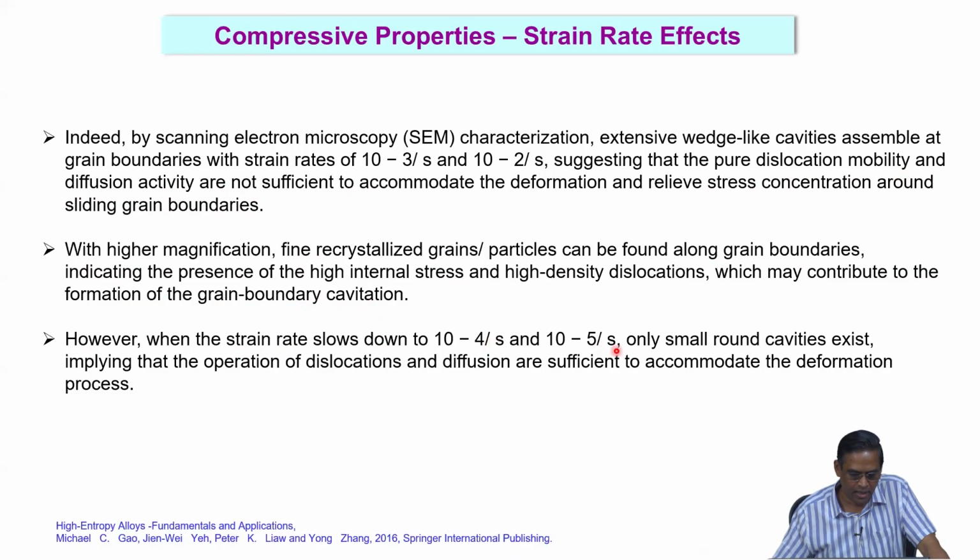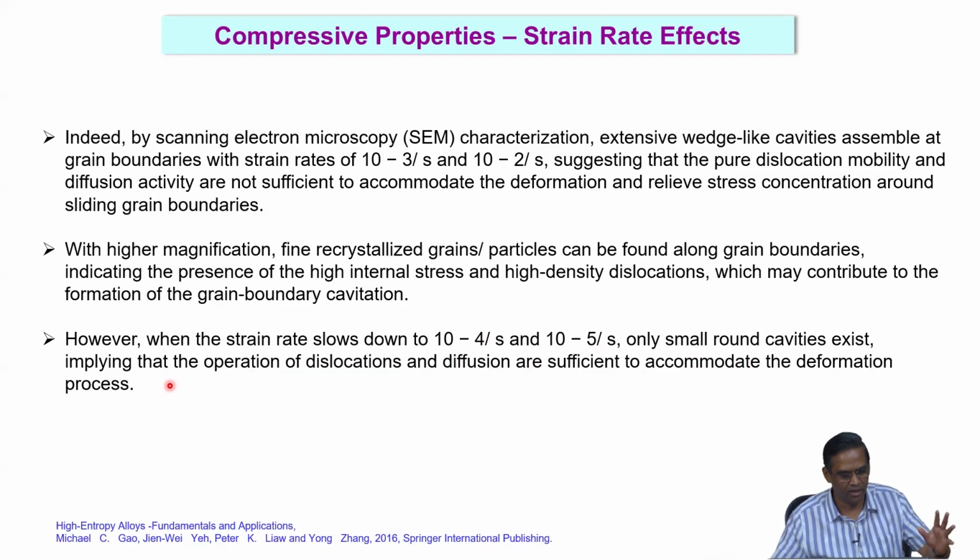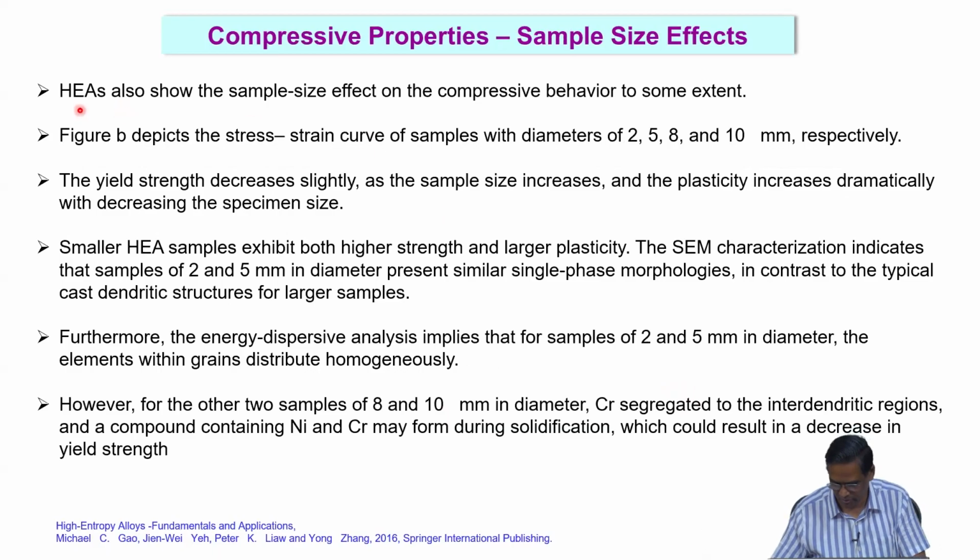However, when the strain rate slows down to 10 to the power minus 4 to 10 to the power minus 5, only small round cavities exist, implying that operation of dislocation and diffusion are sufficient to accommodate the deformation process. So, this is the important thing. When you look at the deformation activity, you look at two things: diffusion, especially high temperature diffusion, and dislocation activity. And how much, because these are all the structural entities which carry the strain or carry the load. So, how densely they are produced, accordingly the energy absorption will be there. Okay. So, that is the difference given here.